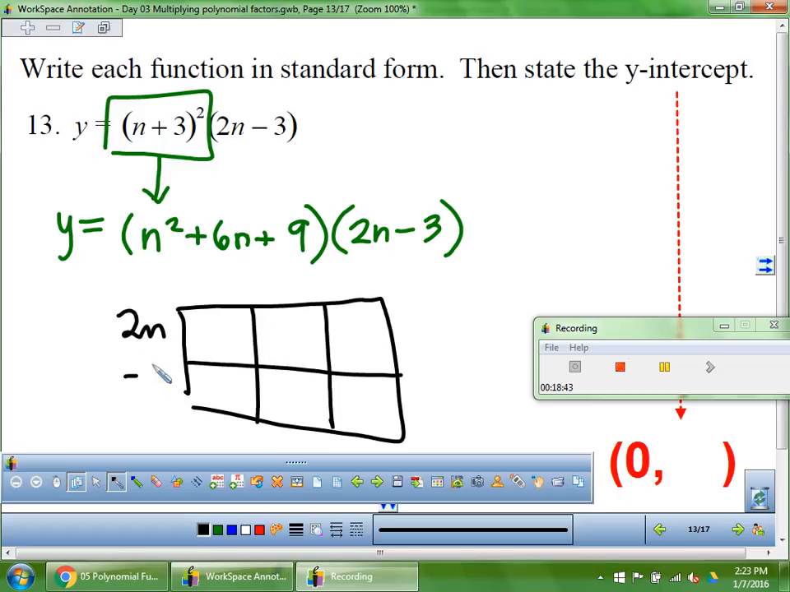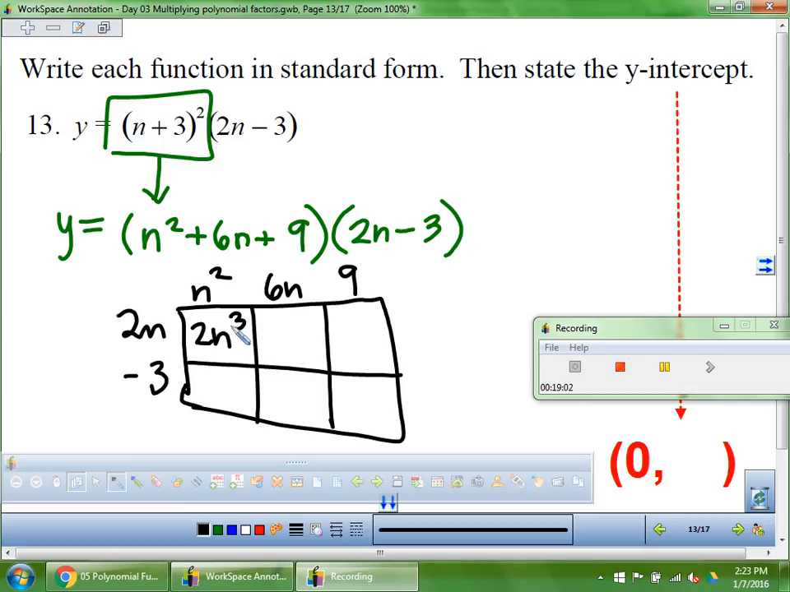All right, 2n minus 3 times n squared, 6n, and 9. The nice thing about all 3 methods is whatever I write in my box, you're going to see that term either in the vertical method or in the foiling method. So you can check your answer no matter which method I use. So you should have a 2n cubed somewhere. You should have a 12n squared, an 18n, and then coming down a negative 3n squared, negative 18n, and negative 18.